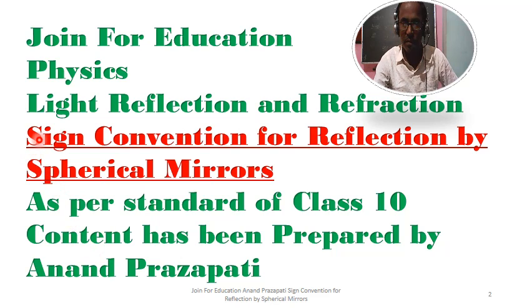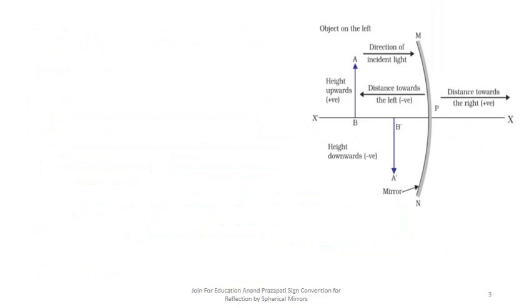I shall discuss in detail the sign convention for reflection by spherical mirrors. Let us consider this figure. M, P, N represent a concave mirror. X, P, X dash represent the principal axis of this concave mirror.